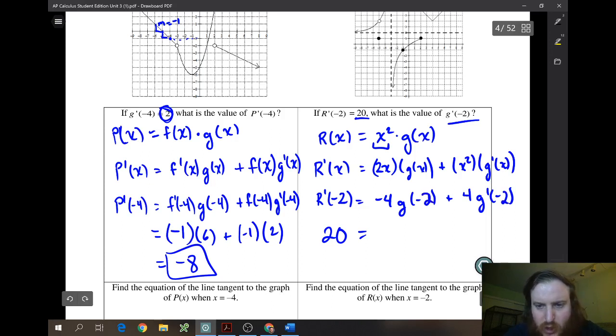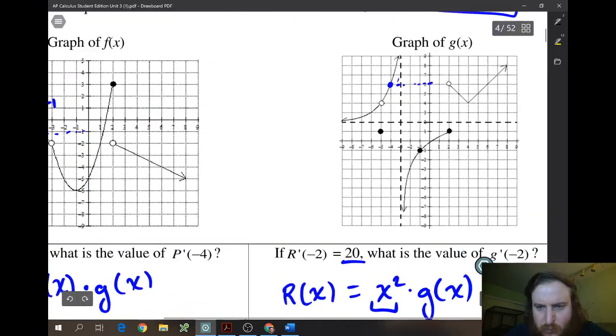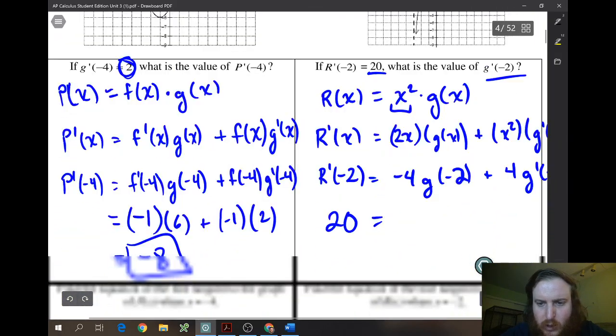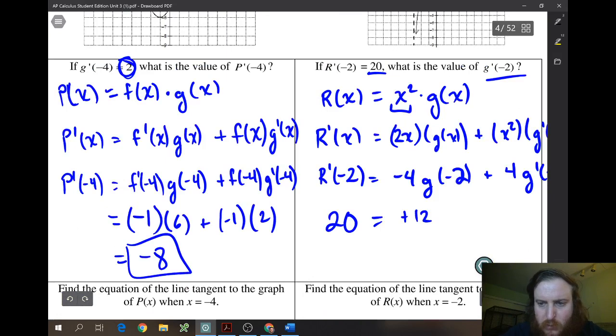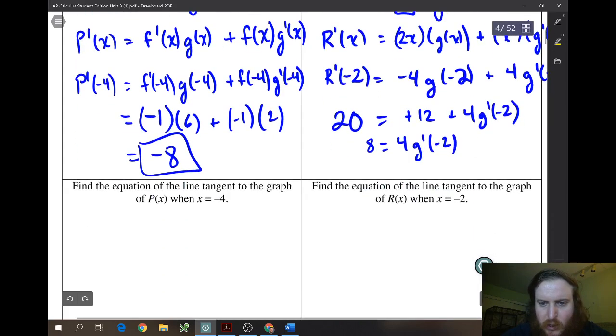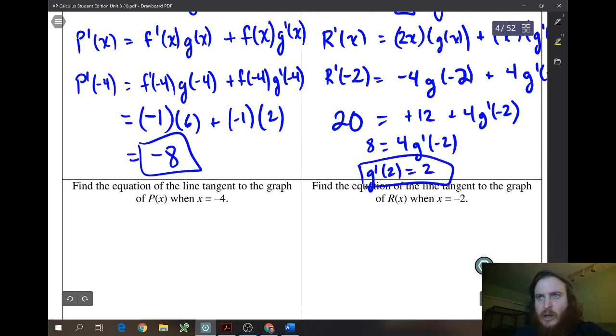So negative 4 times g of negative 2. Well, g of negative 2, right, at negative 2, that's our y value. So it's negative 3. So negative 4 times negative 3 is positive 12. And then plus 4g prime of negative 2. Subtract the 12, we get 8 equals 4g prime of negative 2. Divide, and we get g prime of negative 2 equals 2. So the slope there is 2. So what is the slope of the tangent line? At x equals negative 2, it would be 2.